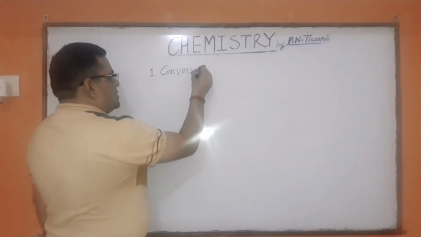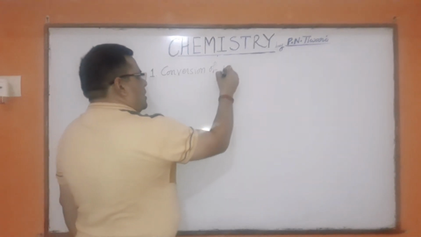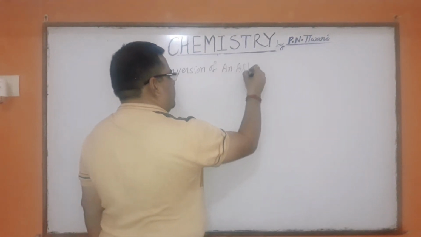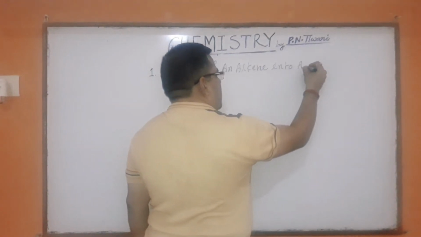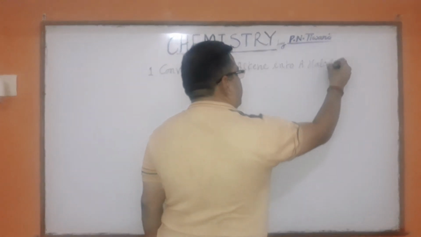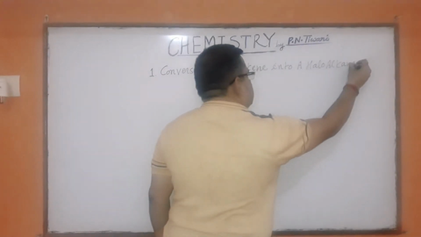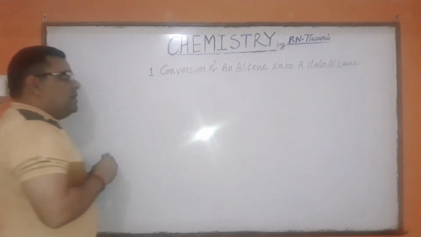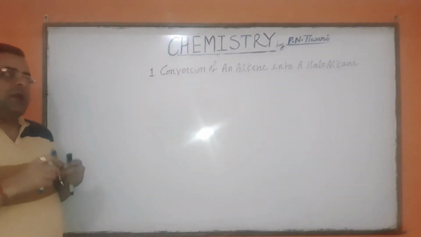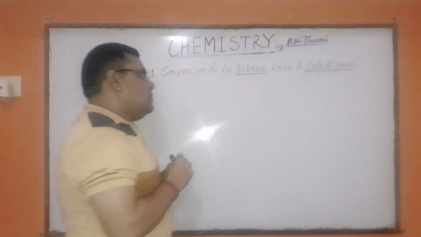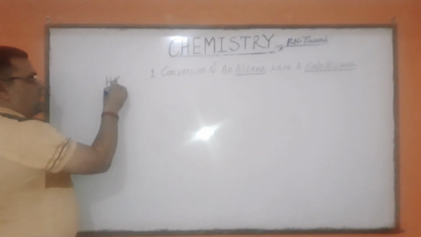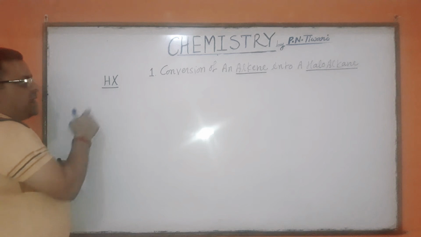So the question is the conversion of an alkene into a haloalkane. So my dear students, how can we convert an alkene into a haloalkane? If we want to convert an alkene into a haloalkane, then it can be done by the reaction of an alkene with any halogen acid. And you know that halogen acid is generally represented by HX.